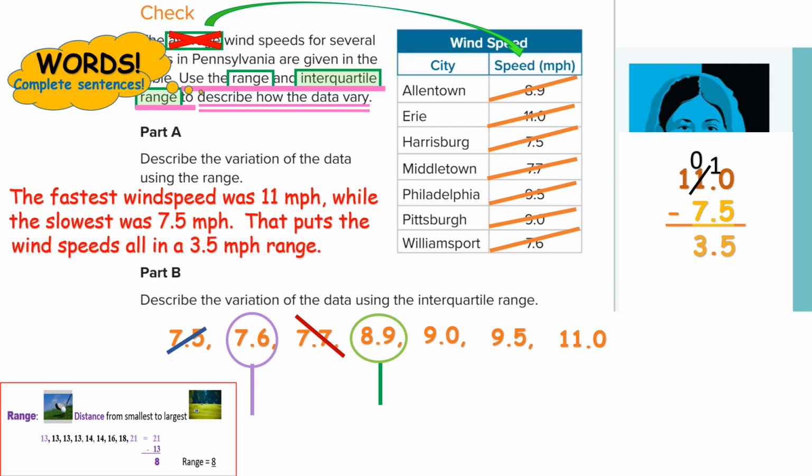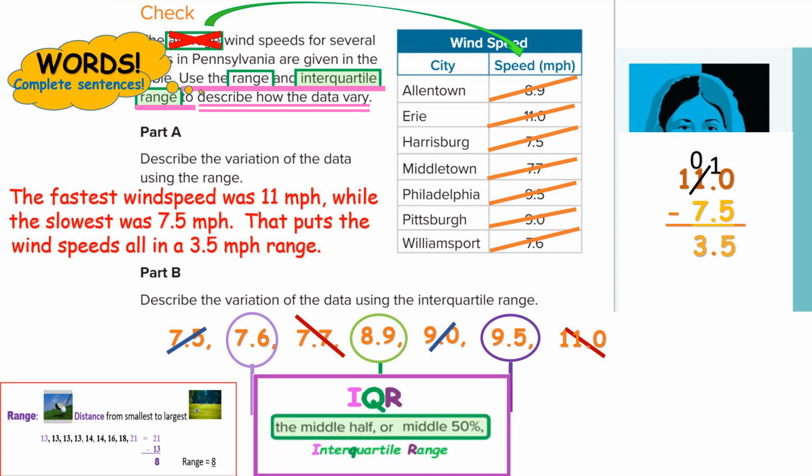When I do my upper quartile, I have to go to the right of my median. Once again, I've used the 8.9, so I'm not going to include that as I find the middle of the upper quartile group. So I'm going to cross off on left and right, and I see that I have 9.5 left. My Q3, or my upper quartile, is 9.5. Once again, our interquartile range is the middle half of the data, or the middle 50% of my data.